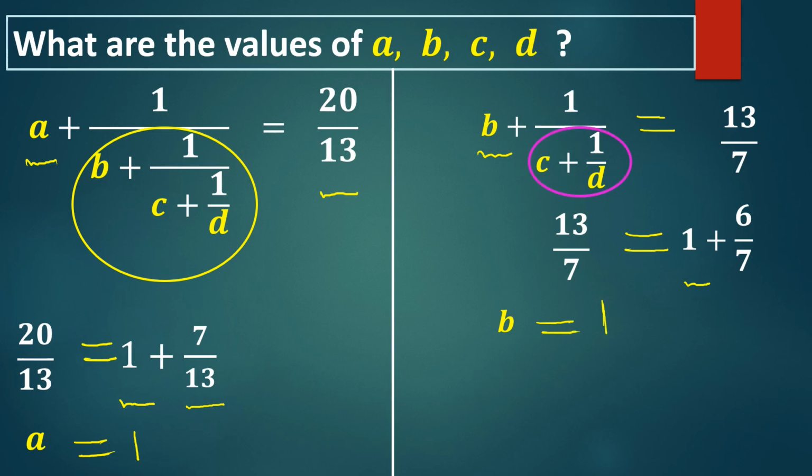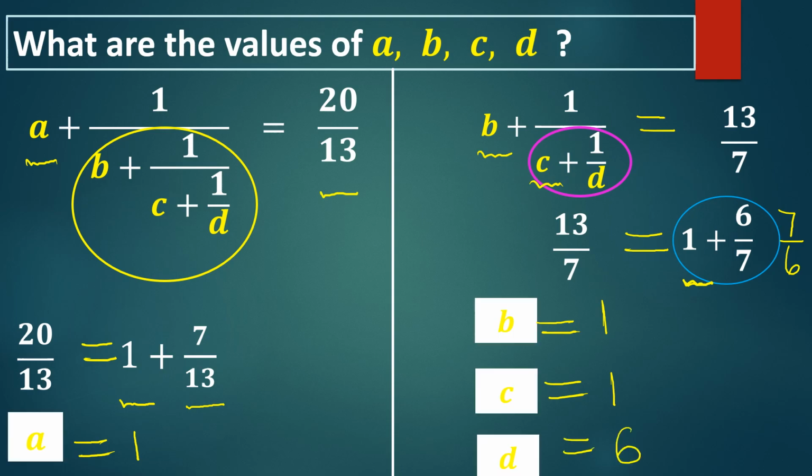When we continue the process, we find that the value of C must be equal to 1. So C is equal to 1. When we look at 1 over D, it will be equal to the inverse of 6 over 7. So it will be equal to 7 over 6. So therefore, D must be equal to 6.